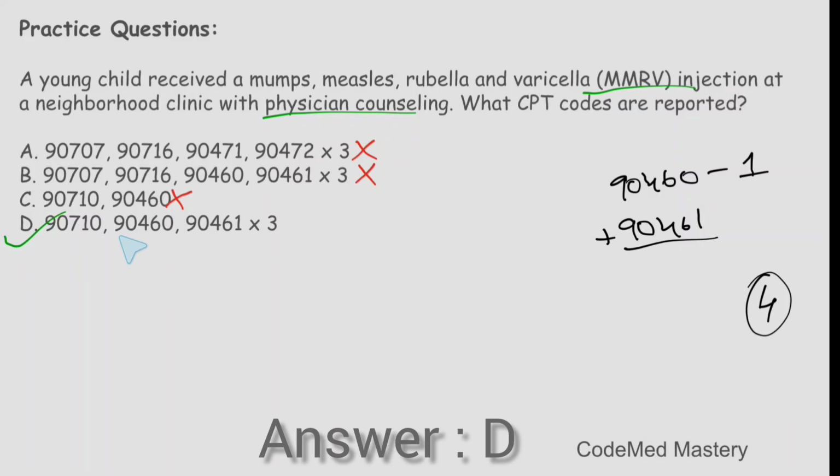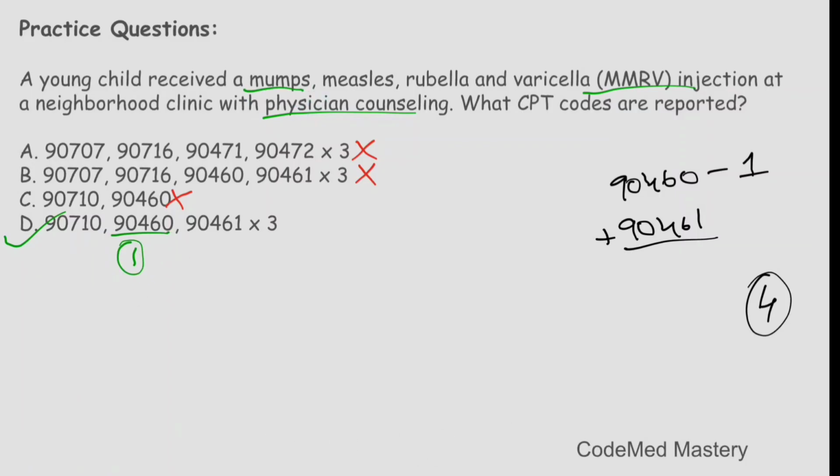Here they have mentioned 90460, which is for the first component, that is mumps. Then remaining 3 components, measles, rubella and varicella, they have coded using the code 90461 3 times. This is for the remaining 3 components. And 90710 is for MMRV.